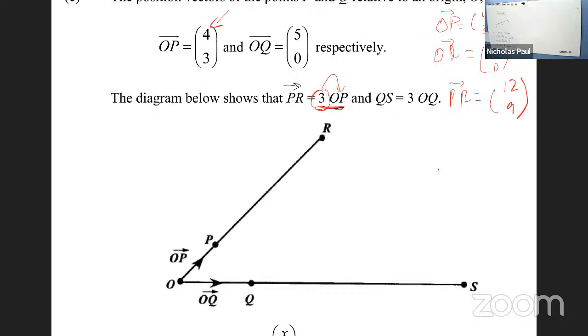Right, so PR is 12,9. What about QS? QS is what? Right, 15,0. 3 times 5 is 15, 3 times 0 is 0. Anybody confused? Okay with that? Nicholas, you okay with that? Yeah. Right, next one.